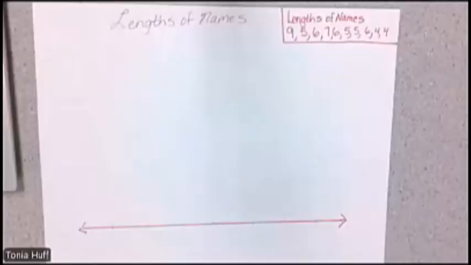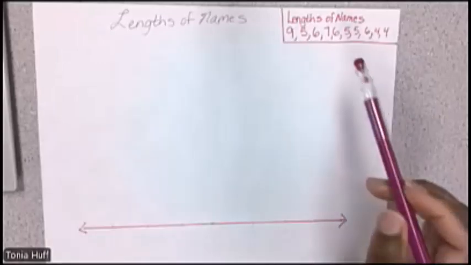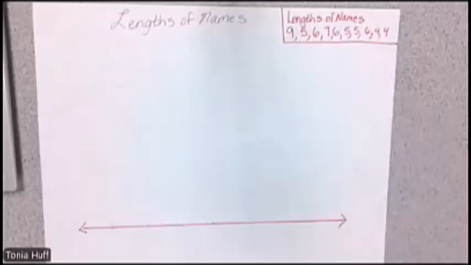So I have collected data about the number of letters in the first names of some of my friends. So here are the different lengths in my data set. Each number in my data set represents a person's name. I'm going to organize this data by placing it on a line plot. It can be helpful to place the data in sequential order.